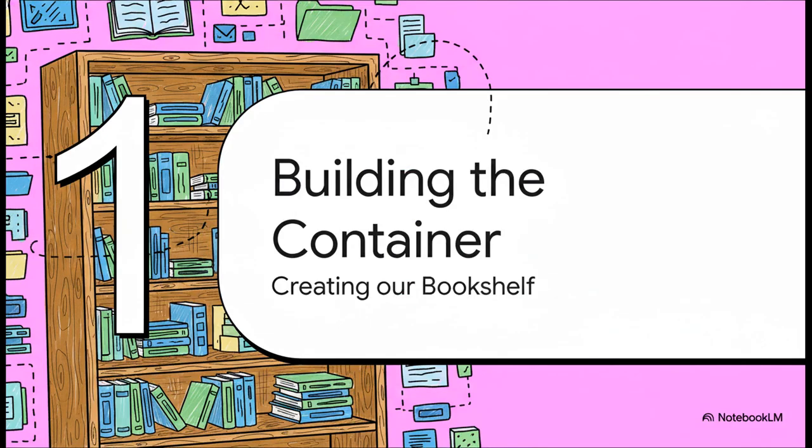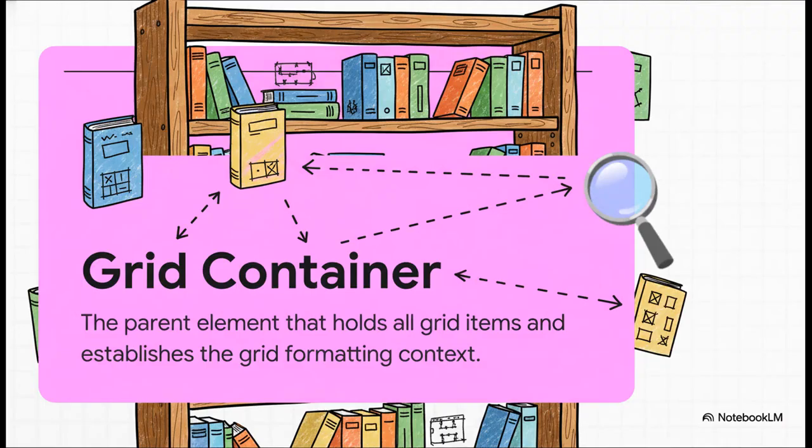Okay, first up, building the grid container. And to make this all really click, I want you to think of this whole thing like we're creating a digital bookshelf. This is our foundation. So what is the grid container? Well, it's simply the main parent element that's going to hold everything else. In our analogy, this is the empty bookshelf frame. All of our books, which are our grid items, are all going to live inside this one container. It's the parent that's in charge of the entire layout.